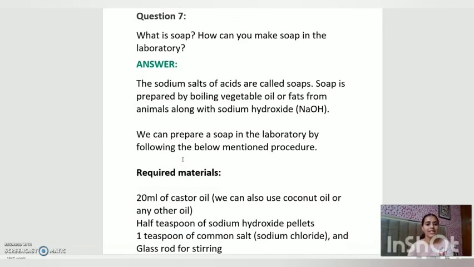Moving further, question number 7. Question 7 says, students, what is a soap? How can you make soap in the laboratory? Now you have to tell what you mean by soap, and how you can make soap in the laboratory.